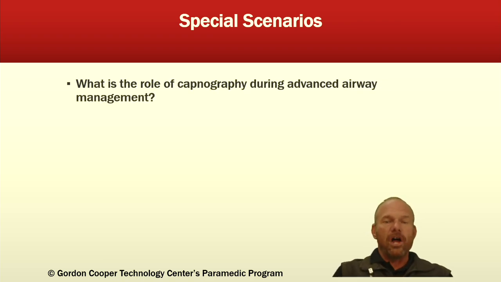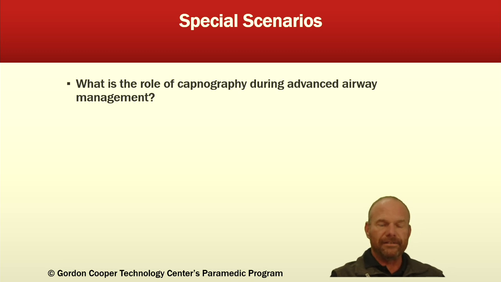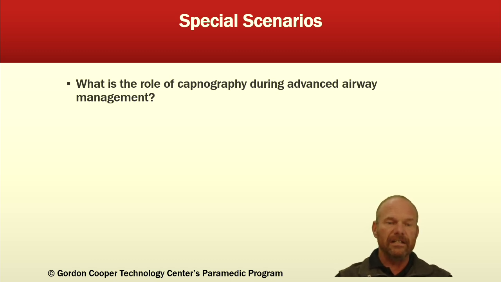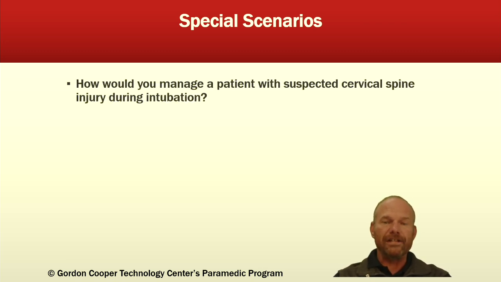So what's the role of capnography during advanced airway management? It confirms and continuously monitors proper ET tube placement and adequacy of ventilations. And this is going to be our last one. So how would you manage a patient with a suspected cervical spine injury during intubation? Well, obviously, when we talked about traumatic intubations, we would want to have a second person. We don't want to have 2 sets of hands on them, but we want to use manual inline stabilization, whether that's us or a second paramedic, and avoid neck manipulation during the procedure.